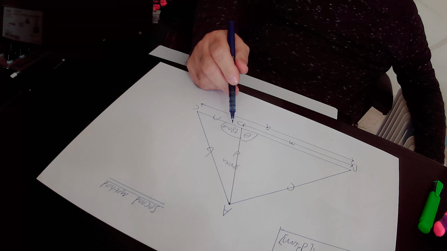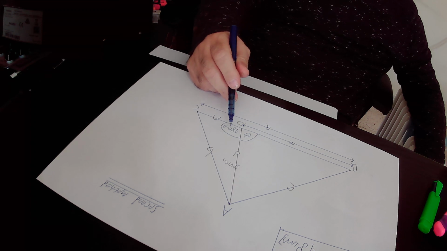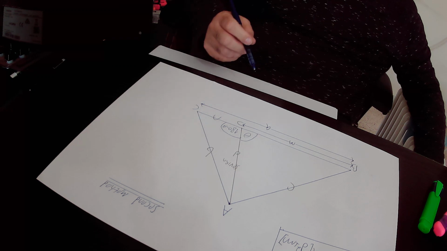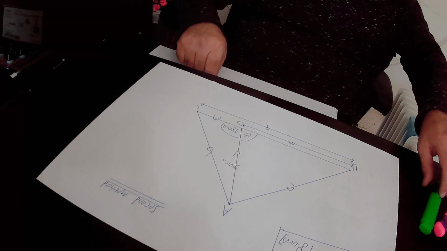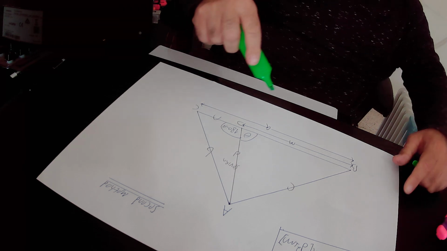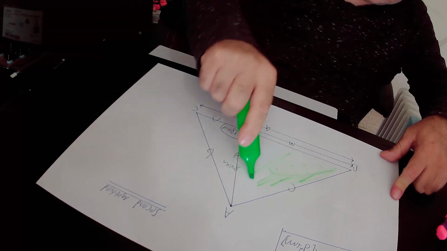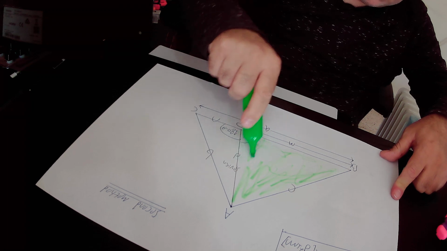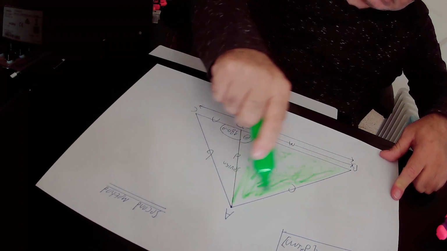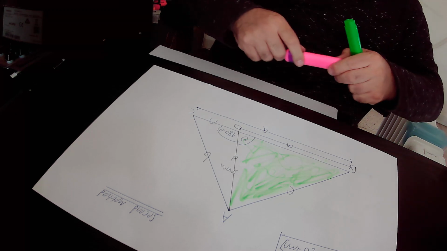Here, 180 degrees minus theta plus theta equals 180 degrees, exactly according to rule number 1. Okay, in the next step we will implement the law of cosines in this triangle, the green triangle, triangle ABD, and we will also implement the same law, the law of cosines, in the pink triangle, triangle ADC.